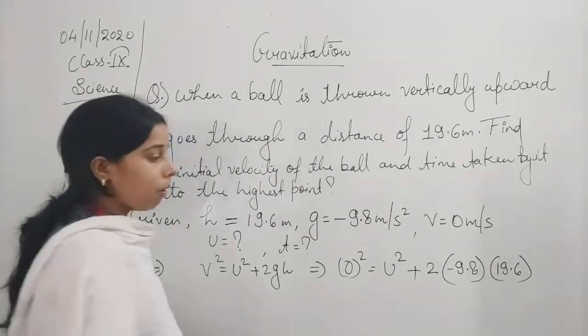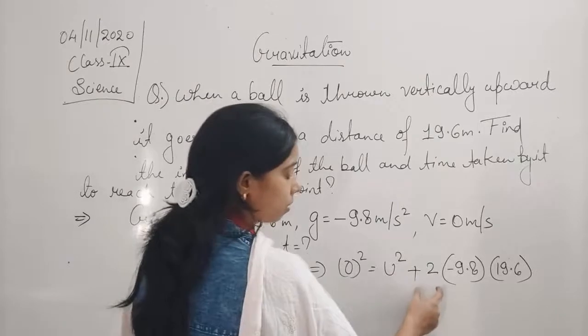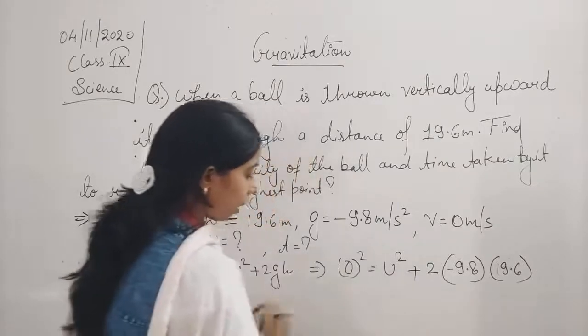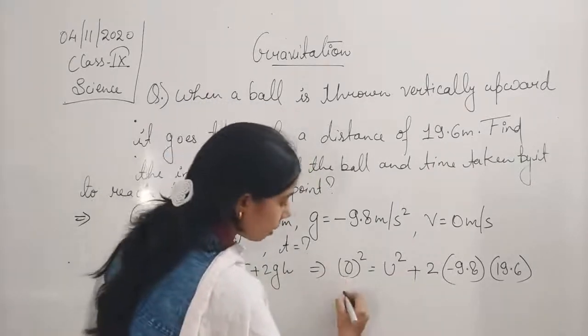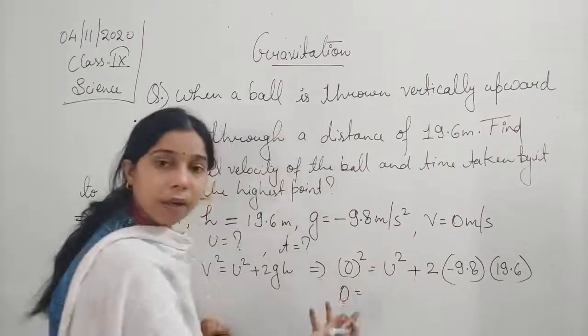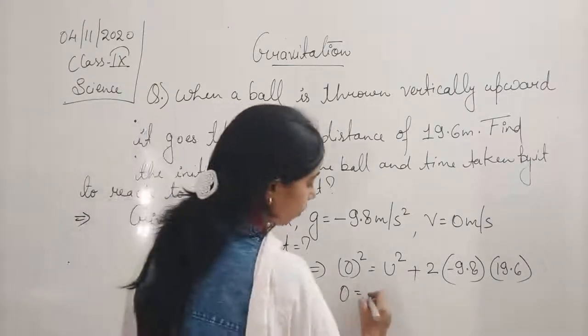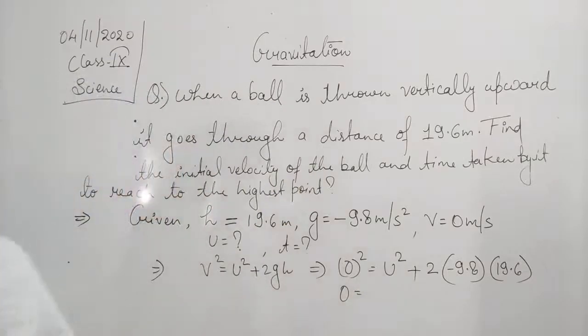Okay, so u square is plus 2g and h. Now you see here students, it will be 0, so 0 square it will be 0, 0 is equal to, now let me solve it here.